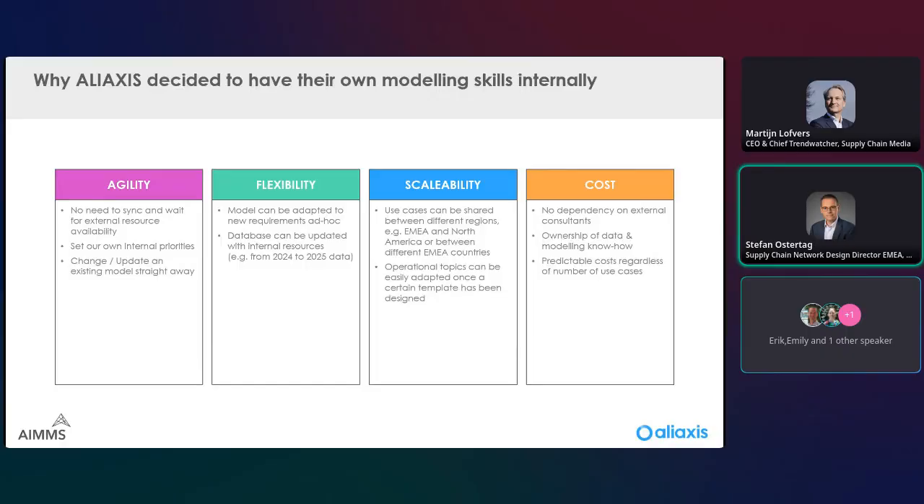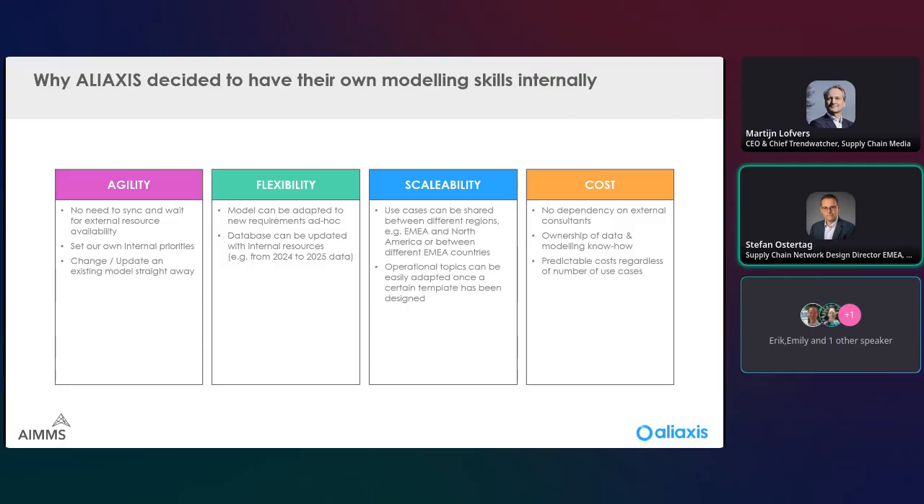So why have we decided to do that internally? Because obviously you heard it from Eric, there are also some super capable external partners outside. However, I need to say we did a similar exercise already back in 2017. In our first attempt, we did a full external solution. However, it turned out we were neither agile nor flexible enough. We could also not scale it. And to the cost, I will come in a second.